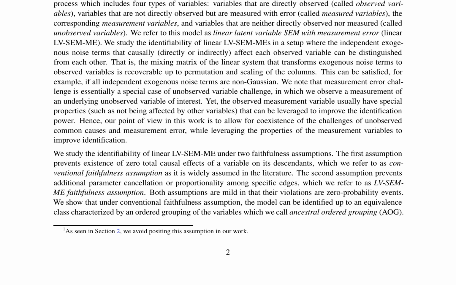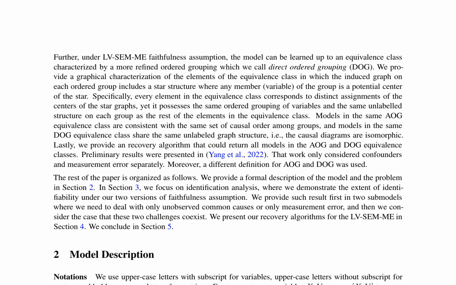The authors' approach allows for the coexistence of the challenges of unobserved common causes and measurement error, while leveraging the properties of the measurement variables to improve identification. The paper discusses the problem of identifying a linear latent variable structural equation model with measurement error, LV-SEM-ME, from observational data. This model is characterized by two sets of variables, V and X, where V can be arranged in a causal order and each variable in V is generated as a linear combination of its direct parents plus an exogenous noise term.